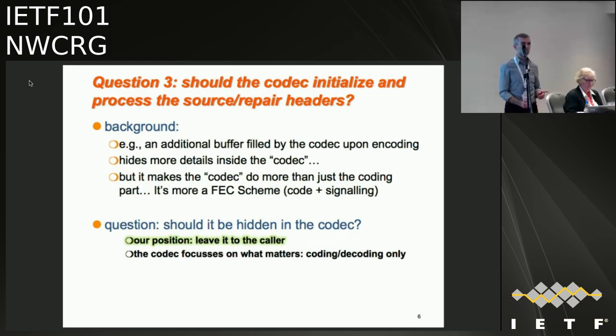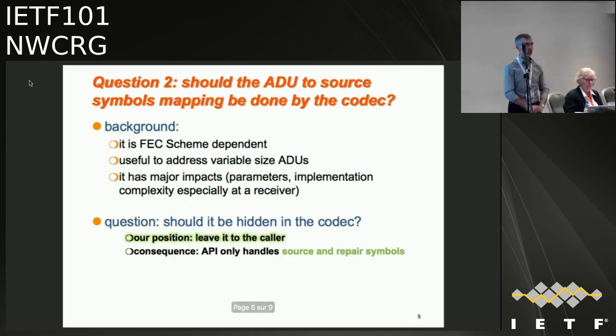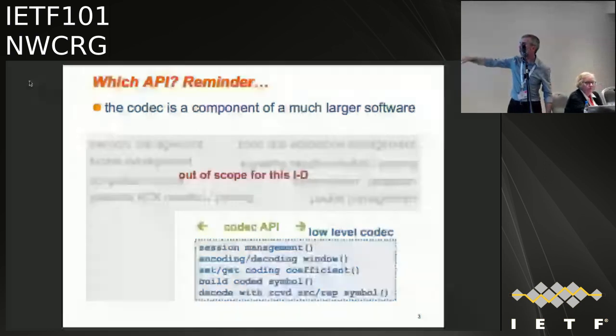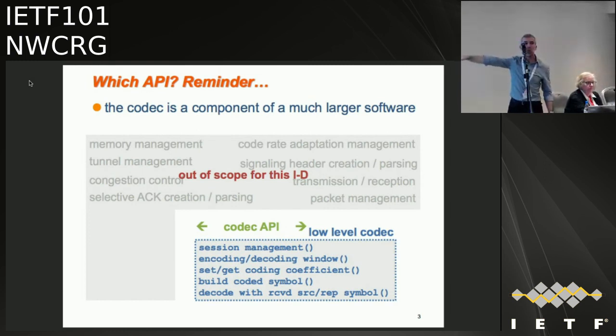Just a quick question. By outside the codec, do you mean above the API or outside the codec but below the API? So this is the drawing. On top of the codec means outside of the API. So in this example, if we do this mapping inside the protocol, inside the application, let's say, that uses the codec, it will only consider symbols, because this mapping will be done before entering.